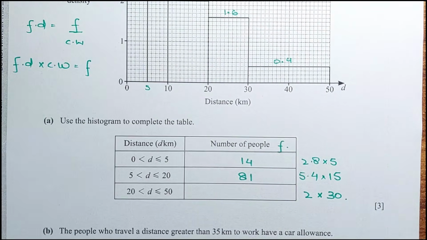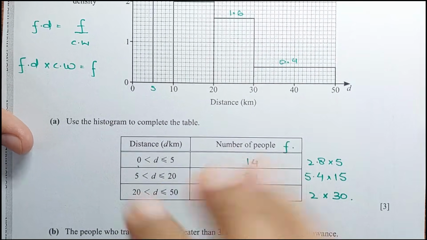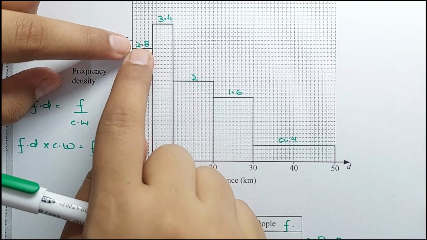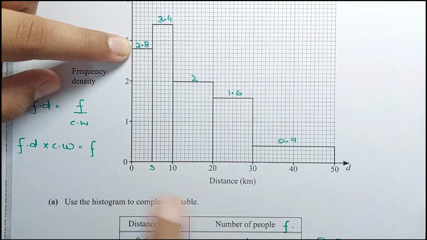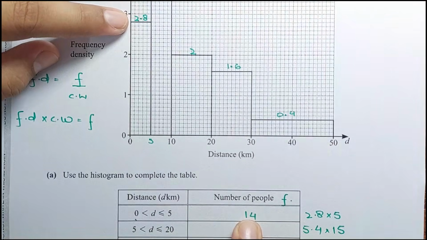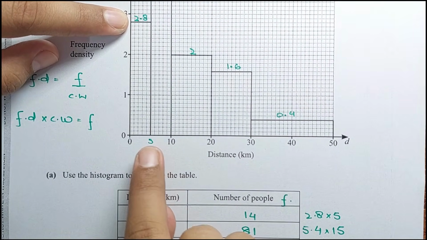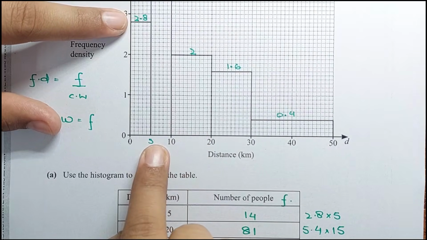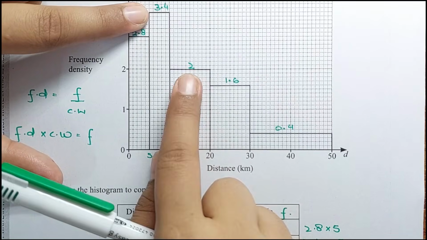Whereas we are not supposed to do it like that. Between 0 to 5, this interval frequency density is 2.8. So 2.8 multiplied by 5, you will get the frequency, or the number of people, which is 14. Now 5 to 20. 5 to 20 breaks into two intervals, 5 to 10 and 10 to 20. 5 to 10 it is 3.4, and 10 to 20 it is just 2.